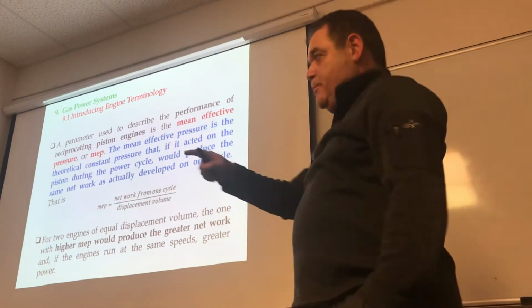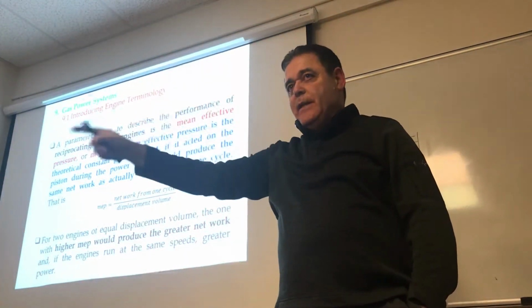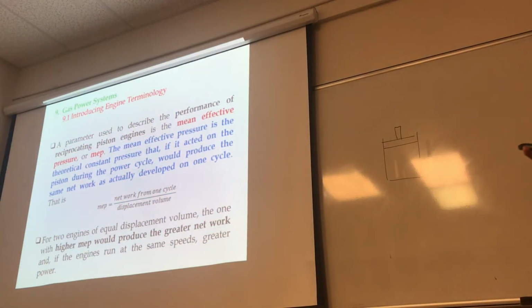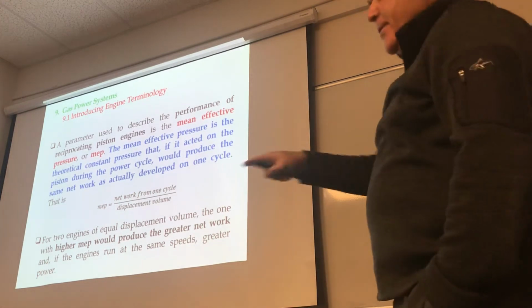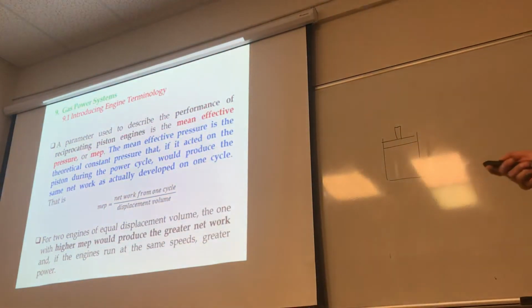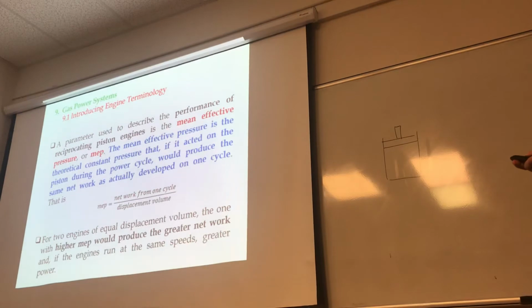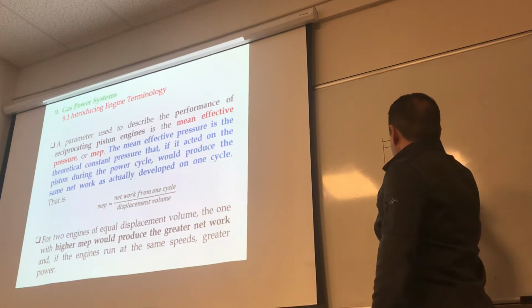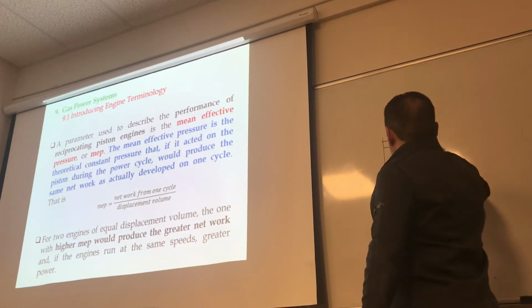Now, because that pressure was doing that weird looking thing, thermodynamicists invented what they call the mean effective pressure, the MEP, okay? Instead of talking about something that does kind of like an 8, a parameter used to describe the performance of a reciprocating piston engine is the mean effective pressure. And I totally agree with them. It makes a lot of sense, because if you're going from one volume to another, you have a displacement volume.